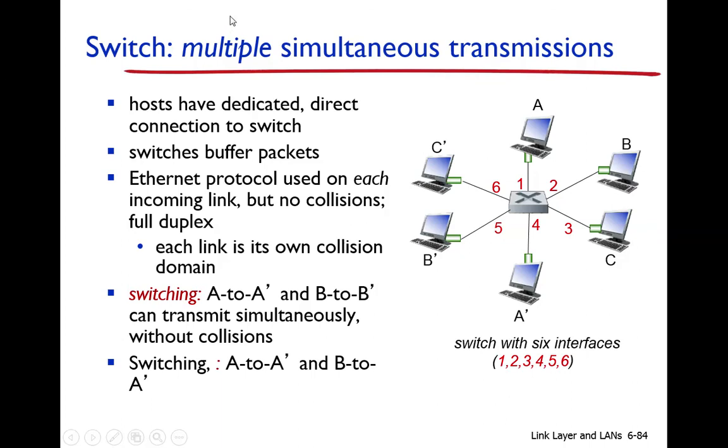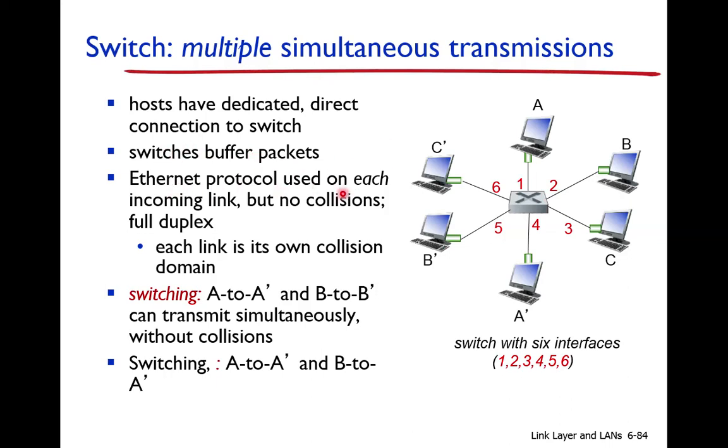Okay, other advantages of the star topology: the hosts have a dedicated direct connection to the switch. Each host is directly connected to the switch. The switch buffers packets, because if the switch receives the first byte of a data packet, it will be stored until the whole packet has arrived. When the switch receives multiple packets, for example three packets from C, A and B, the switch can process one packet at a time, so the other two packets will wait. Similarly, if A and B are sending data to A dash, one data packet can be transmitted at a time and the other packet will wait. Therefore the switch buffers the packets.